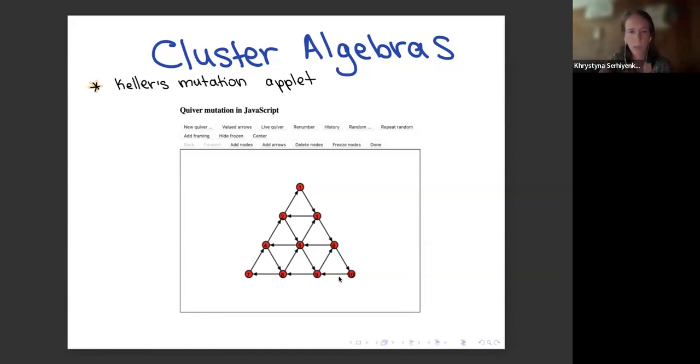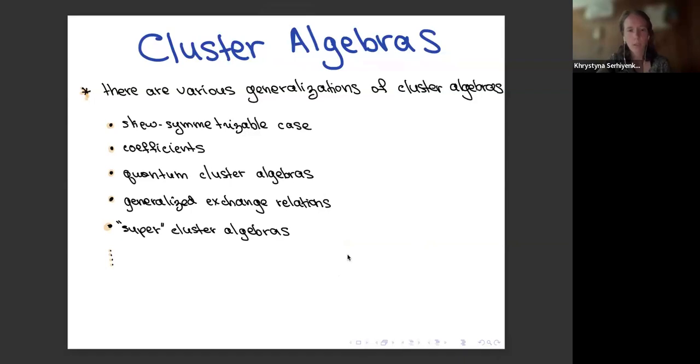I highly recommend Keller's mutation applet. All right, and to close up, let me just say that the generality I gave you today is not the complete generality. There are various generalizations of cluster algebras.